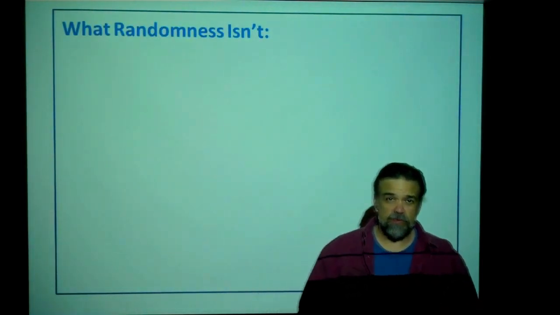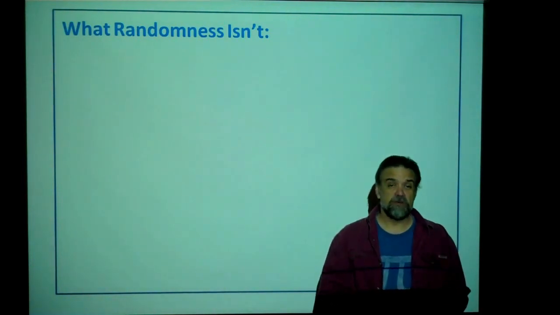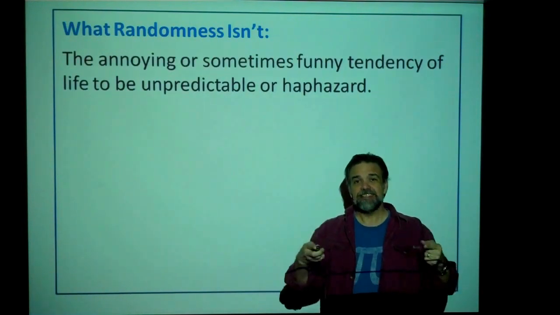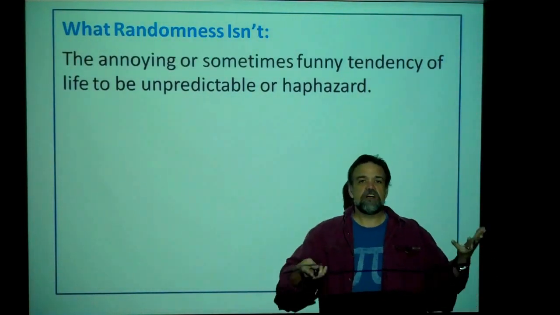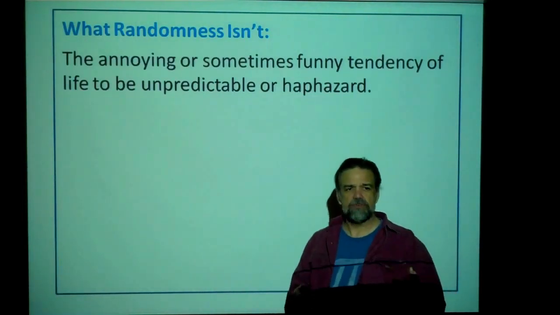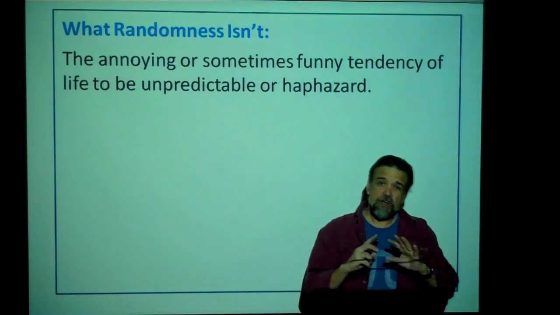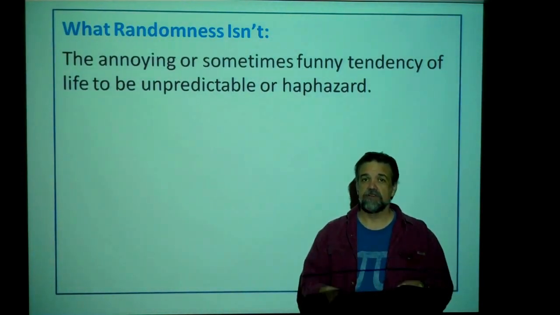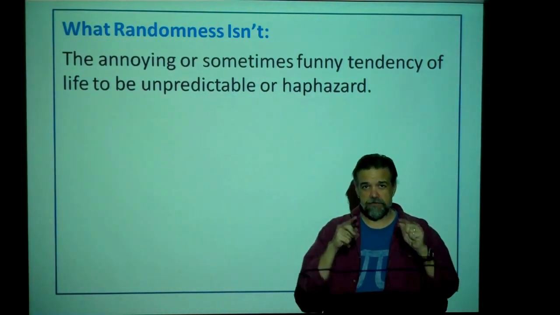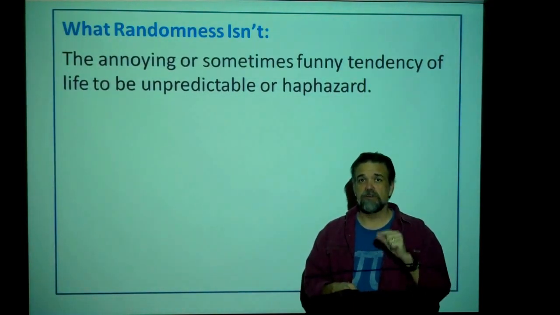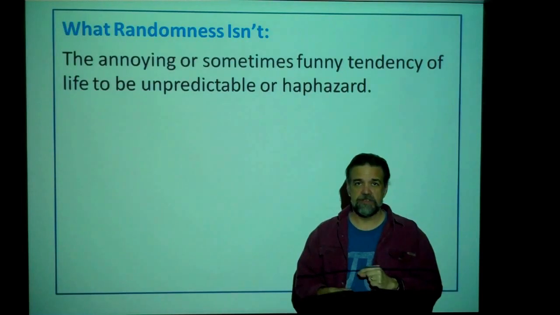First off, before we talk about what randomness is, let's talk about what randomness isn't. What randomness isn't is weird stuff happening. A lot of times if some strange thing happens, we'll say, wow, that was really random. That's an okay use in English. It's not okay in a stats class or in a math class, though. In a stats class or in a math class, we have a very specific definition of what random is, and that's not what it is.